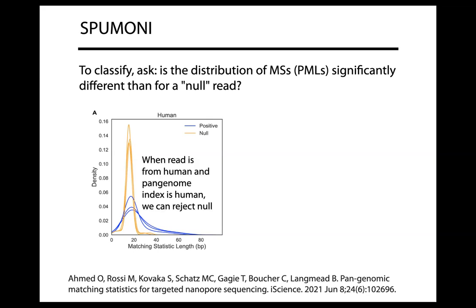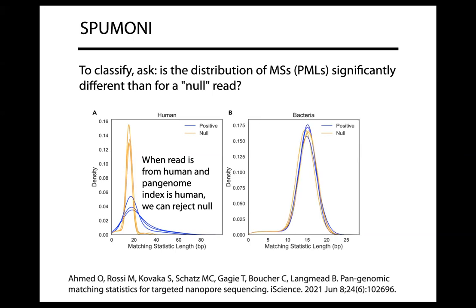Okay, so when the read is, for example, from human, and the pan-genome index is human, then we hope that the read itself is going to have long matching statistics. But a random version of the read, like let's say we take the read and flip it around, that would be one way to make it a random read, then we hope that the matching statistics are short. And so if we see a big difference between those distributions, then that's a good sign that it did originate from the reference. If, however, there's no big difference between the two, that's a good sign that it did not really originate from our pan-genome reference. So that's the basic idea that Spumoni is applying.